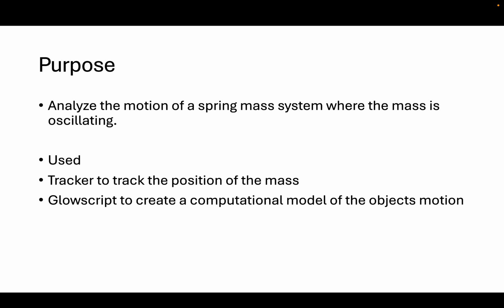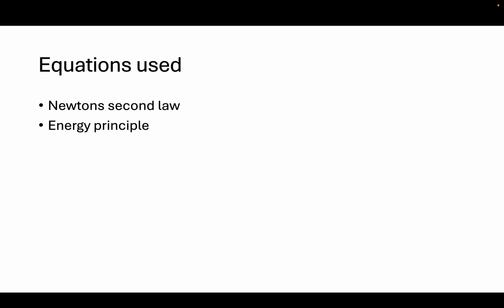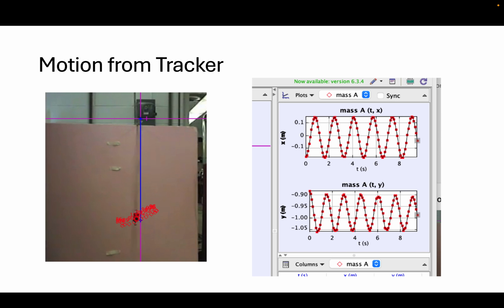So the purpose of this lab was to analyze the motion of a spring mass system where the mass is oscillating. I used Tracker to track the position of the mass and GlowScript to create a computational model of the object's motion. The goal of this lab was to determine the accuracy of the model and show the energy principle. This is done by looking at the system's total energy and making sure that it stays zero. Two of the main equations I used here were Newton's second law and the energy principle, of course.